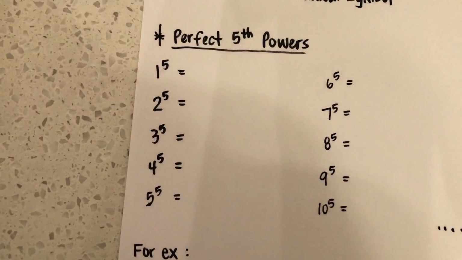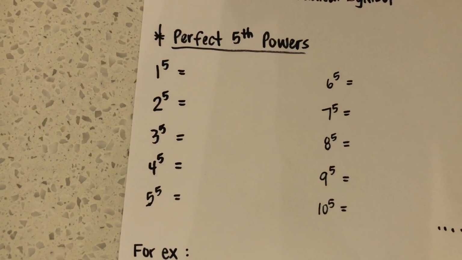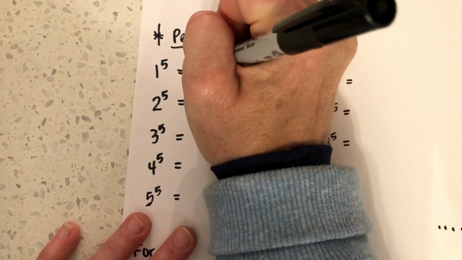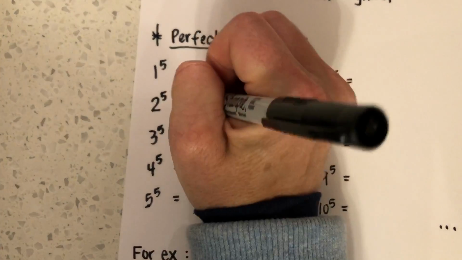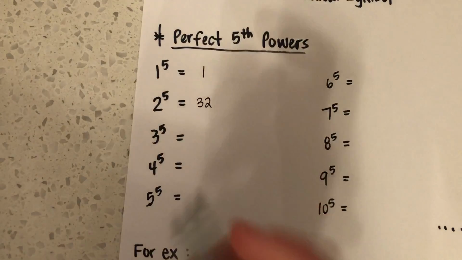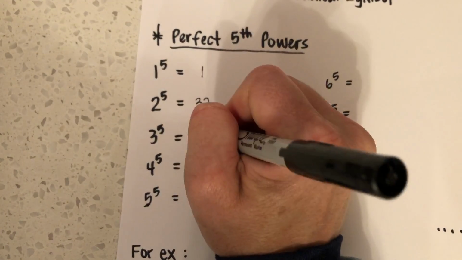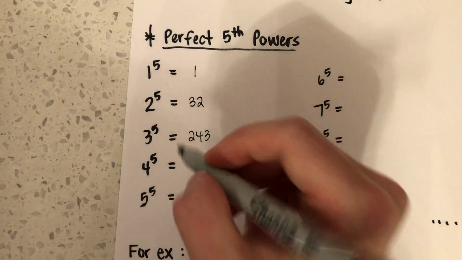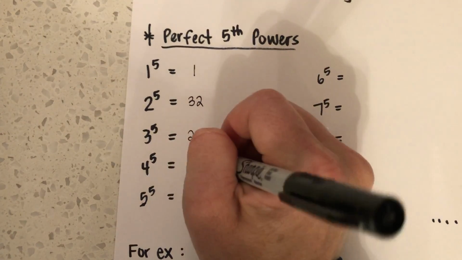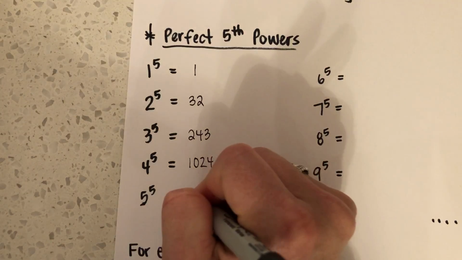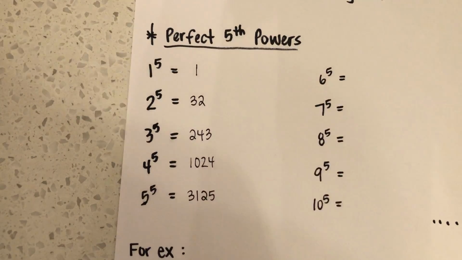Oh, I didn't fill them in. I meant to do that to save time. All right, here we go. So 1 to the 5th is 1. 2 to the 5th is 32. 3 to the 5th is 243. 4 to the 5th is 1,024. 5 to the 5th is 3,125.